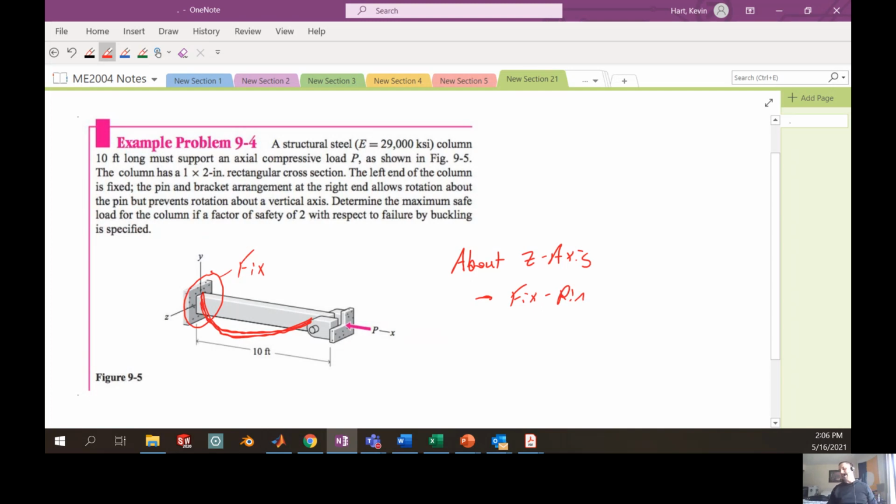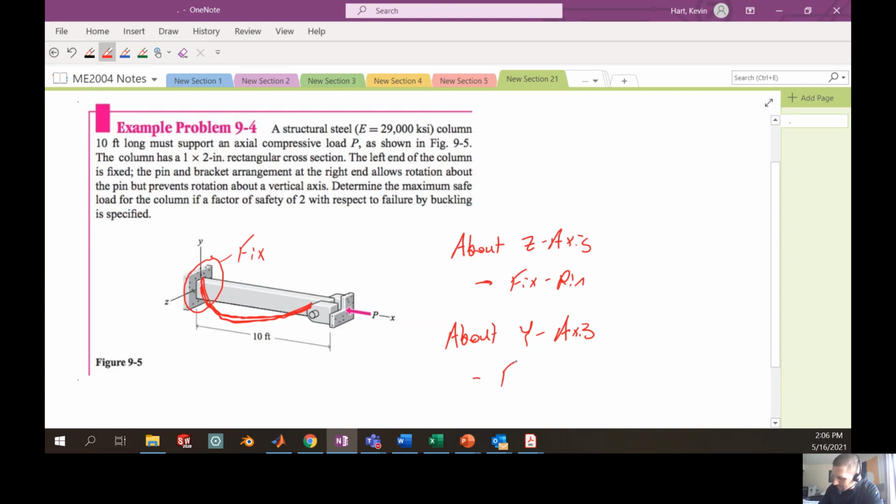Okay, so if you're going to buckle about the z-axis, you're fixed-pinned. And if you're going to buckle about the y-axis, in this case here, you'll actually be fixed. Right? And that's because there's no pin to allow rotation about this y direction. We see that the way this thing is slotted into this pin, yes, it can pivot around this general joint here, but it doesn't have that same ability to rotate about this y-axis. It's fixed in between this particular boundary here.